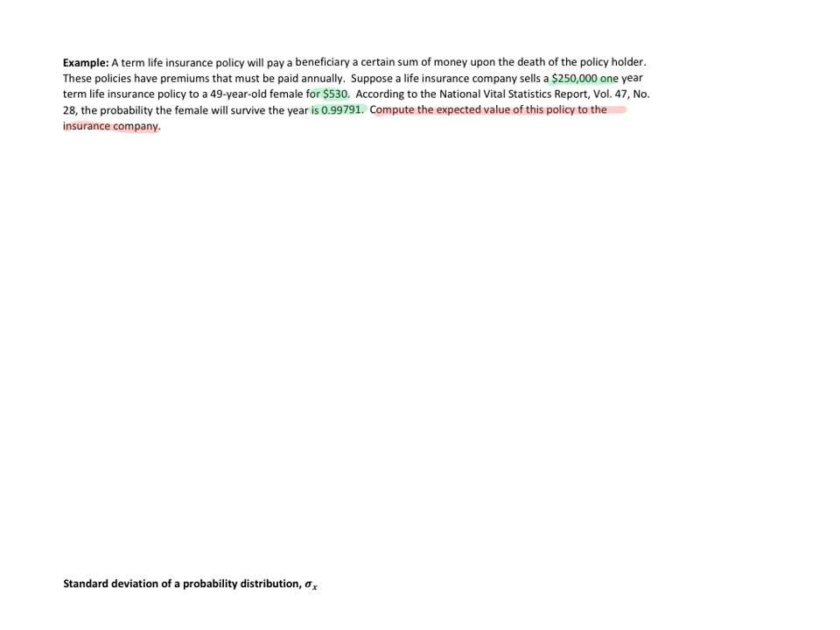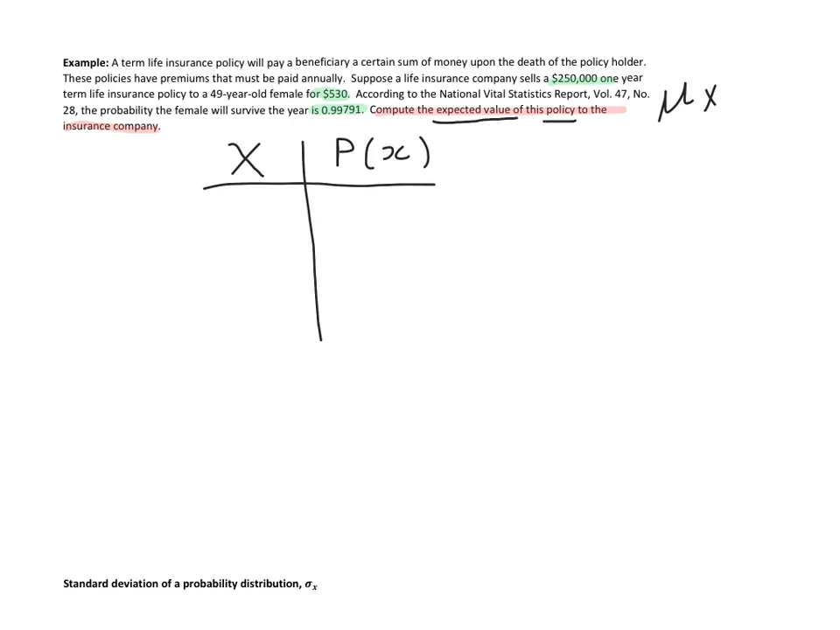Okay, so expected value is your key word. So when you think expected value, we know expected value is mu sub x. We know that's a probability distribution. Okay, so a probability distribution has random variables and then the value or the corresponding probability. So we can start here. And we want to know the expected value of this policy to this life insurance company.